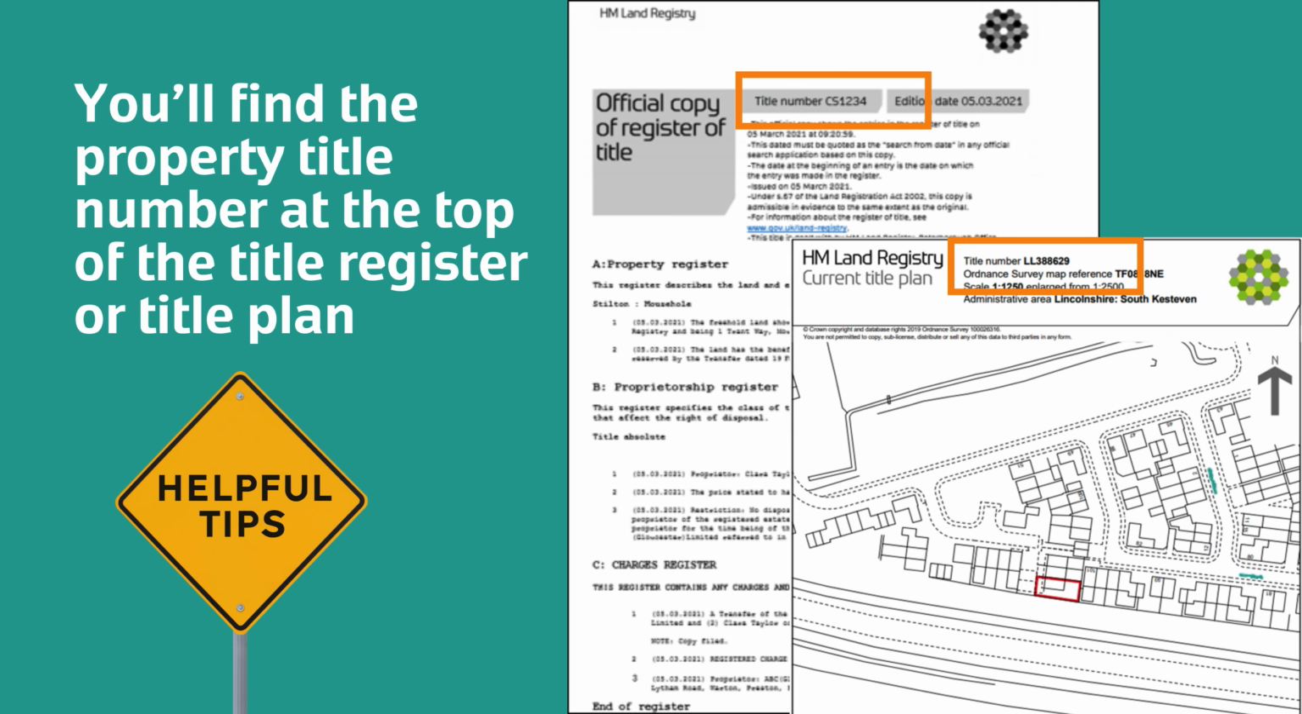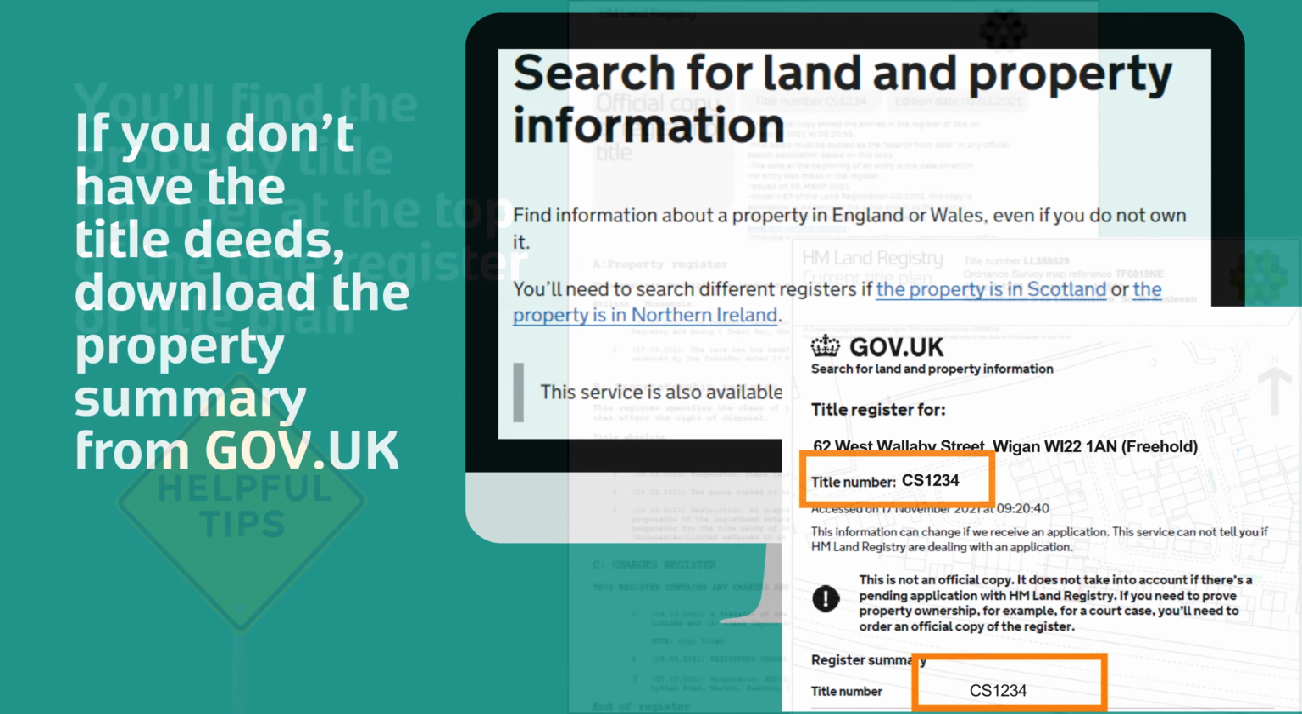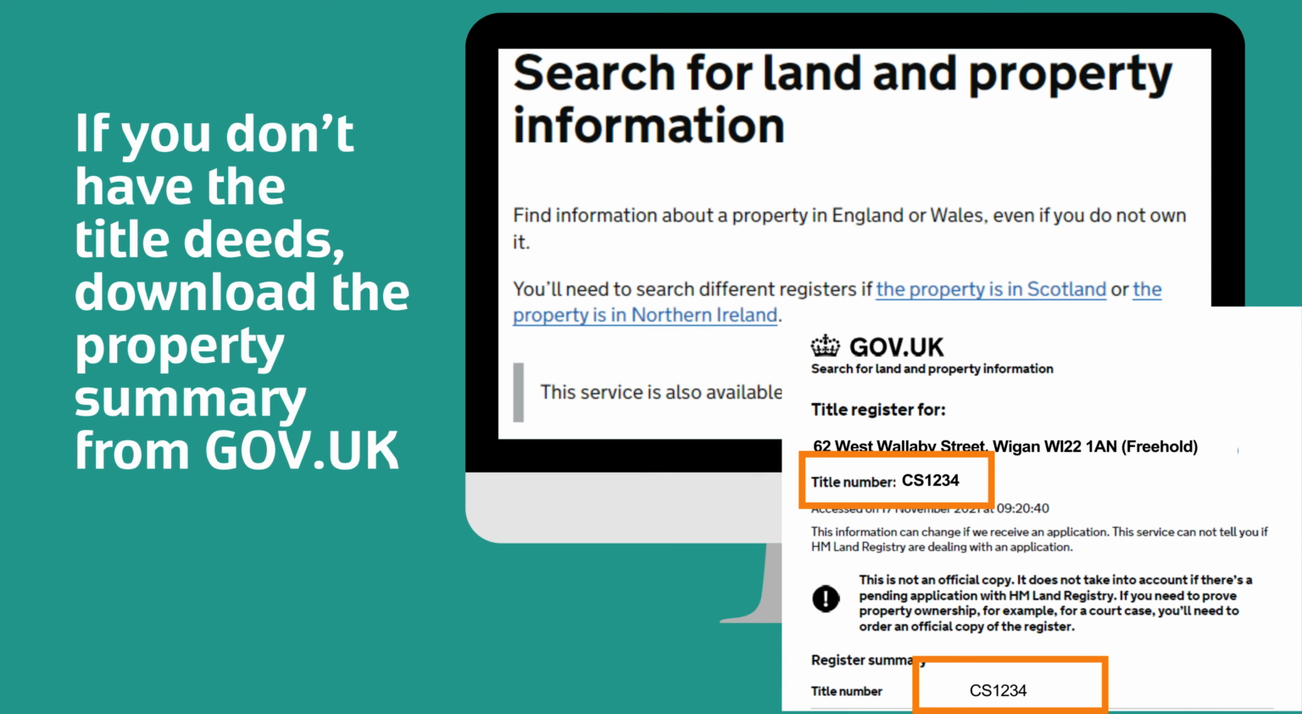When we register property, we give it a unique Land Registry reference number. You'll find this at the top of the first page of the title register and also on the title plan. If you don't have the title deeds, the quickest and cheapest way to find your title number is to view or download a copy of the register using our Search for Land and Property Information service available on gov.uk. The property summary is free and a small fee is payable for each copy of the register and title plan. You will need an email address and a debit or credit card to use this service.